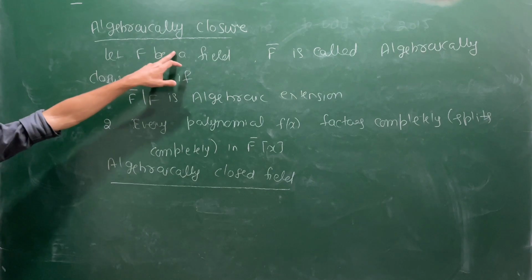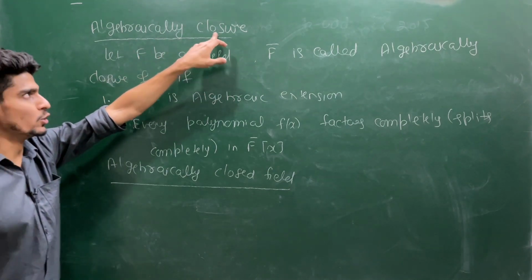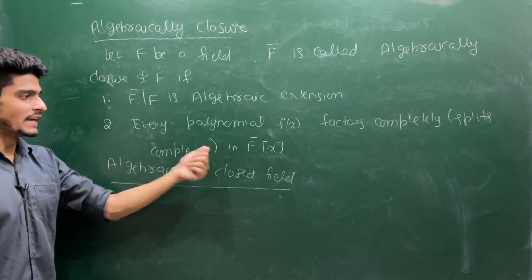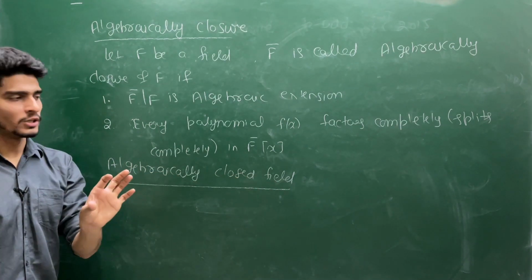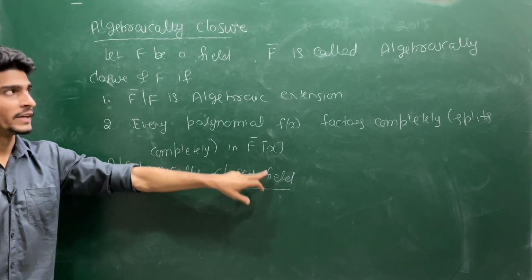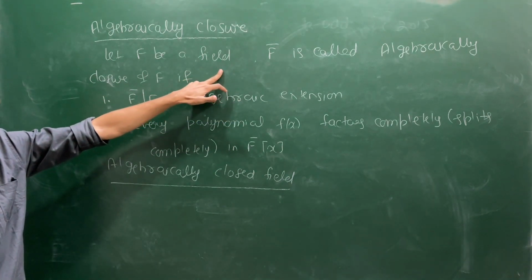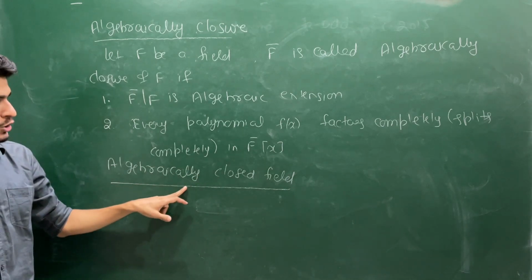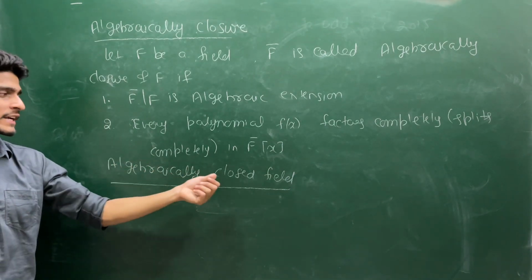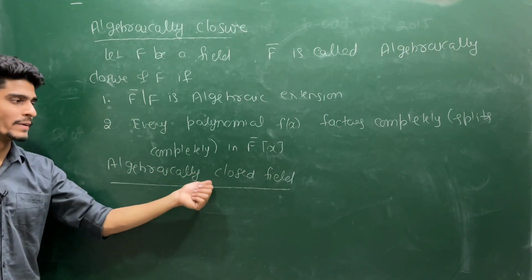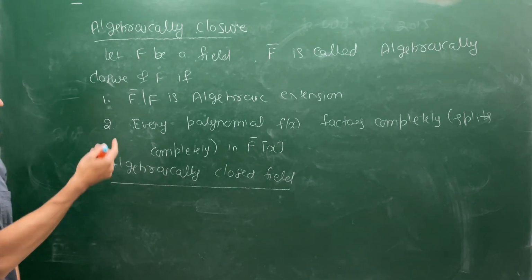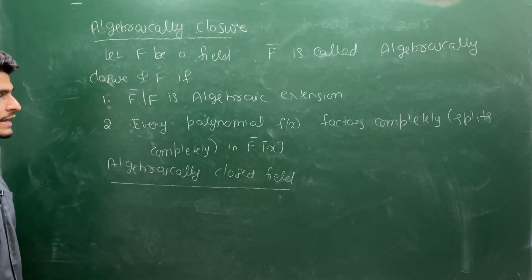Now this is for an extension, because you are looking for a closure of some field, and when you are saying algebraically closed field, that means you are working on a single field. Here you are looking for an extension, because you are saying algebraic closure of some field, and for an algebraically closed field, that means you have been given a field and you are checking whether that structure is going to be algebraically closed or not. So that is how you can distinguish the definition between algebraic closure and the algebraically closed field.